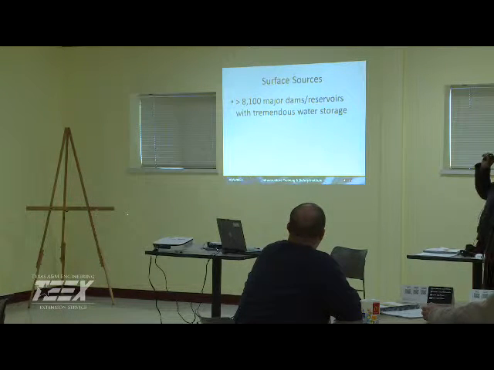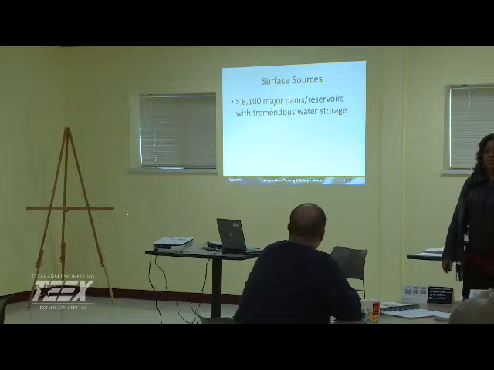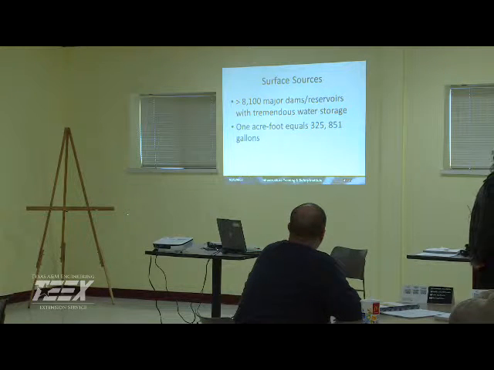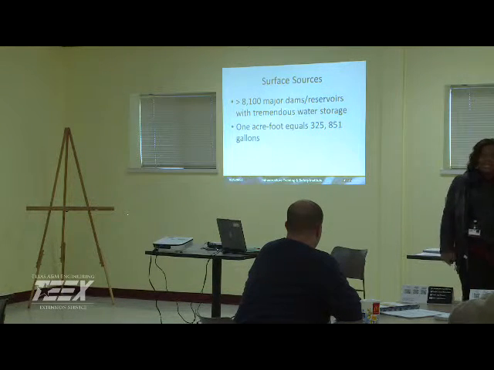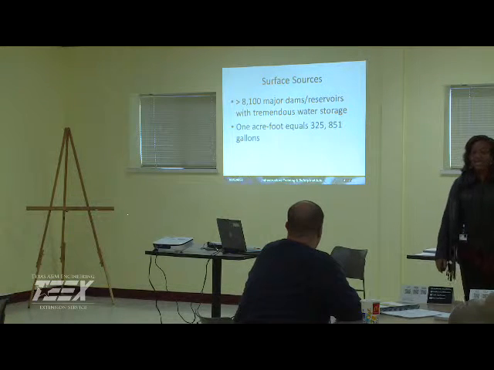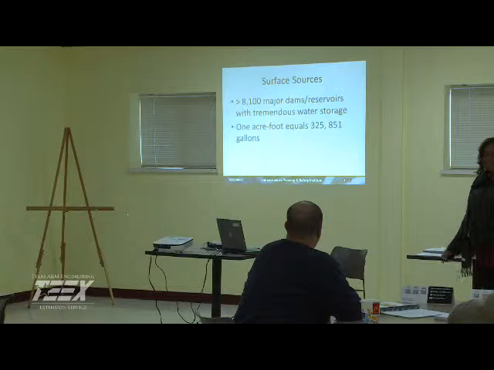There's more than 8,100 major dams and reservoirs with a tremendous amount of water in these areas. When you look at 1 acre-foot, that's 1 acre, 1 foot deep, it can hold 325,851 gallons of water. That's a heck of a lot of water. How do we come up with that number? 1 acre a foot deep. Okay, what do you mean?